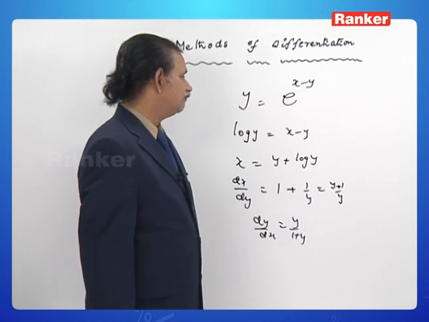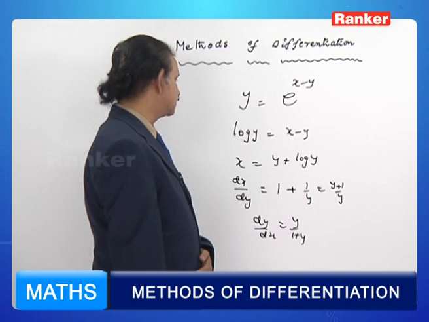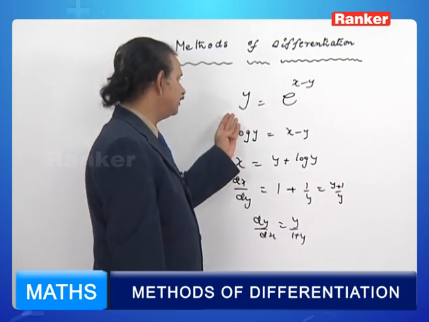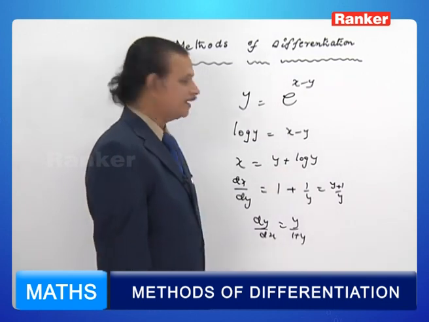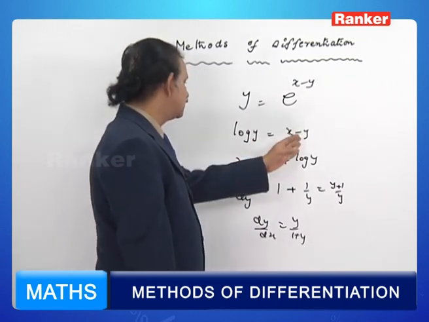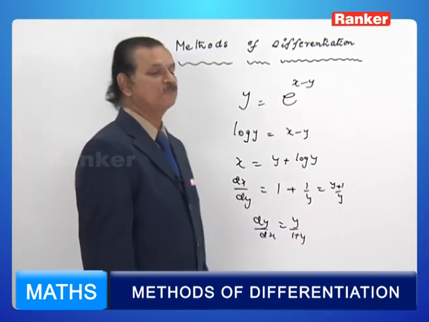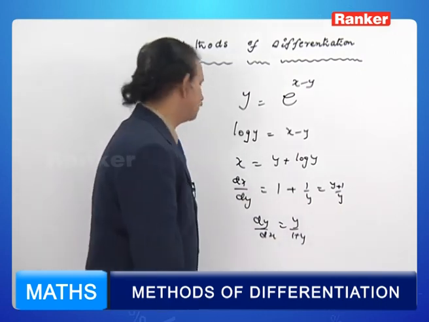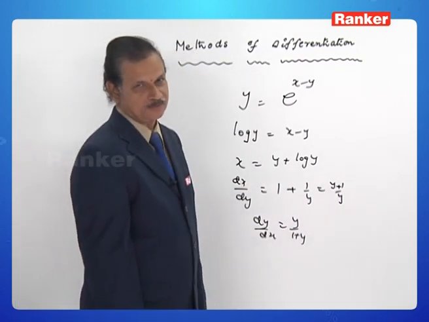So log y is equal to x minus y. Hence x is equal to y plus log y. Instead of differentiating with respect to x, I could have done with respect to y, thereby dy by dx is obtained as y by 1 plus y.